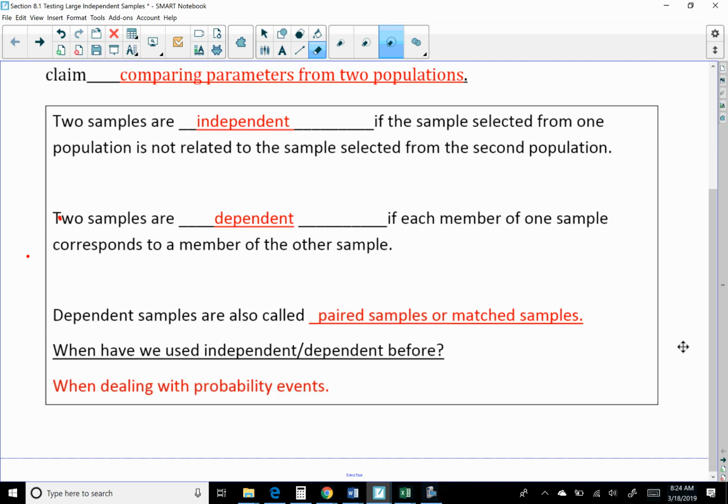dependent or paired, the example I use a lot of times is, does caffeine have an impact on your heart rate, right? So we take your heart rate and then give you a couple cups of coffee and then take your heart rate again. So the heart rate before, heart rate after, we would call that a paired sample. It's connected through one person, right? So that's the idea of what a dependent is. What we're talking about in this section is independent.